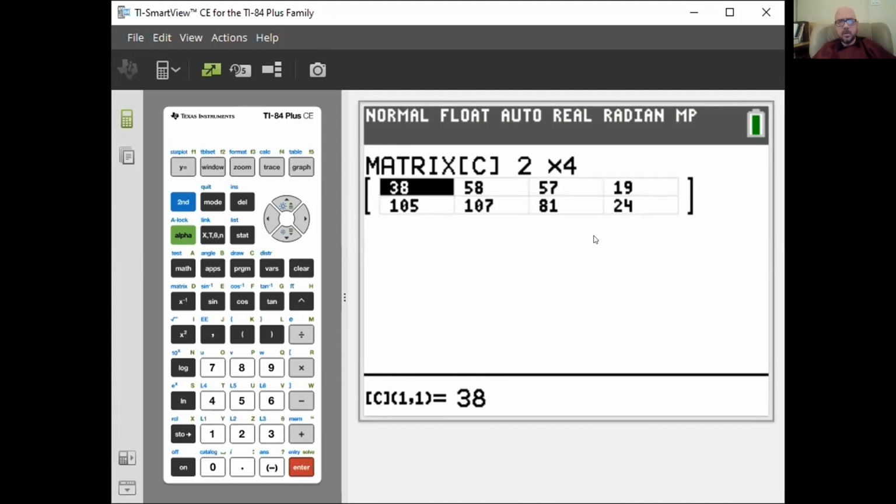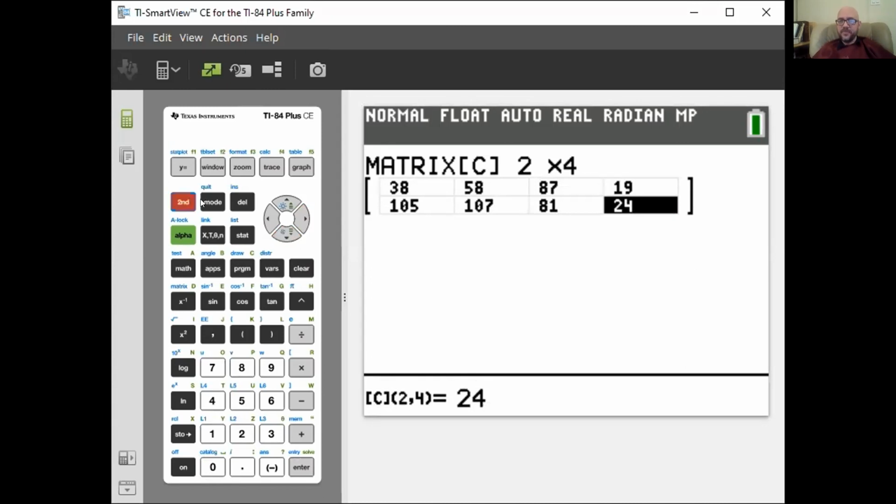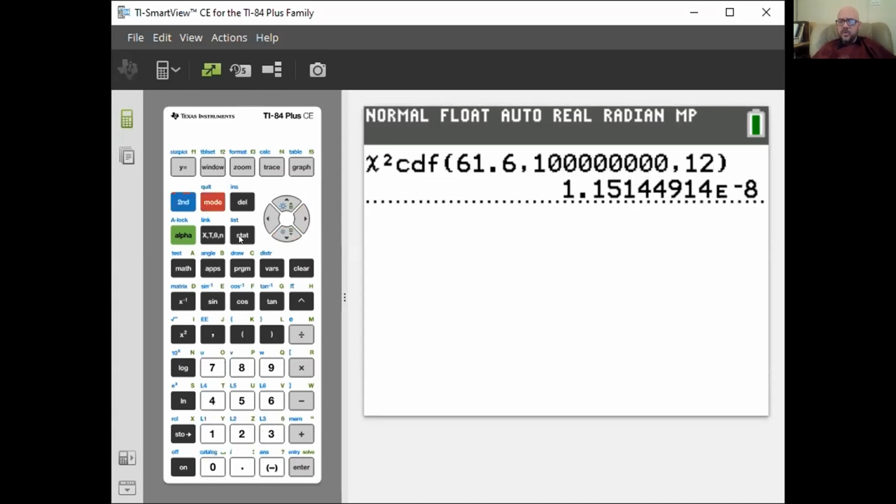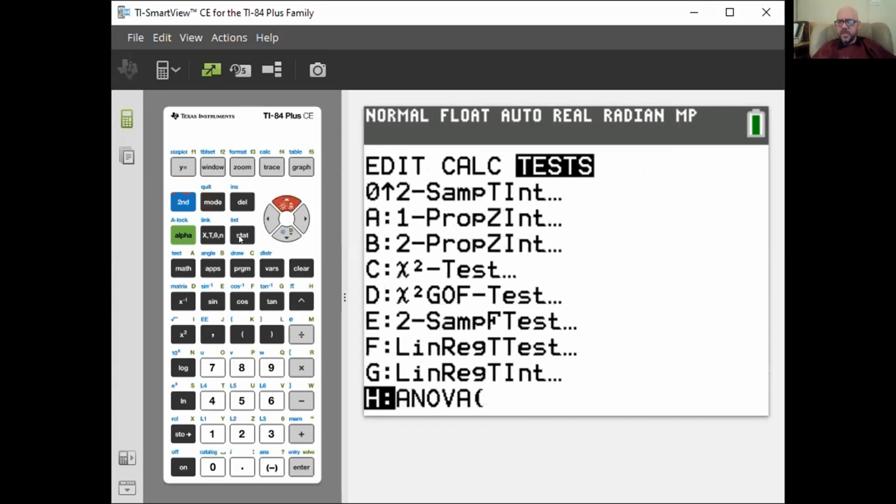24. Yeah. Oh, no, I didn't get that one right. This is 87, not 57. Always got to check my matrix just to make sure it's right. I get so many typos in here. So we're going to quit out of that. Then I'm going to go to stat tests, chi-square test.